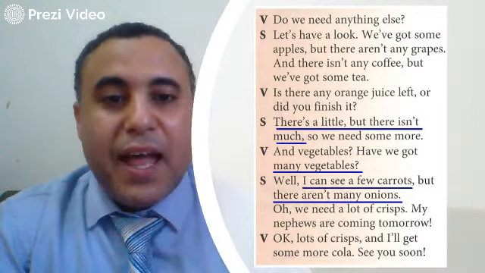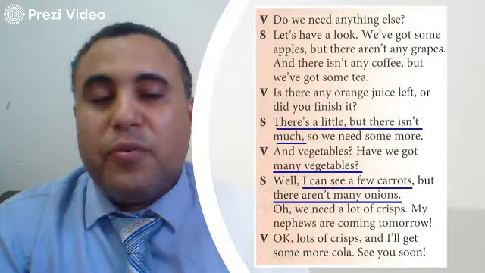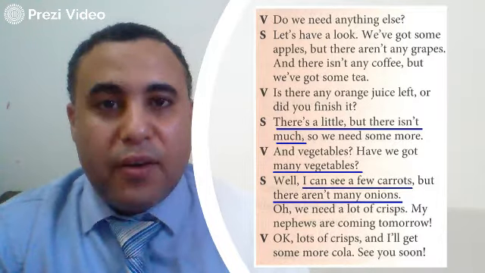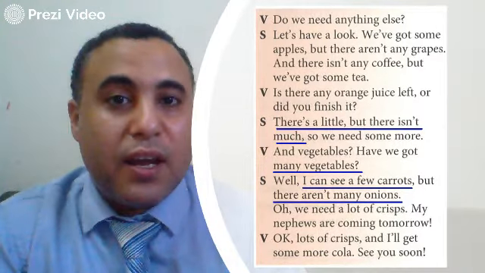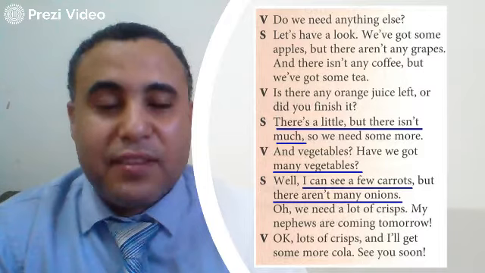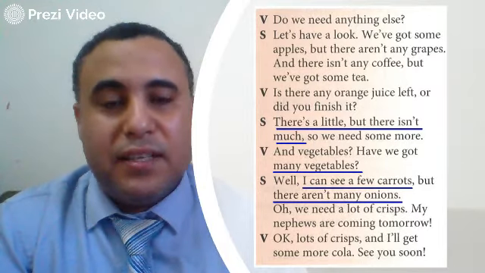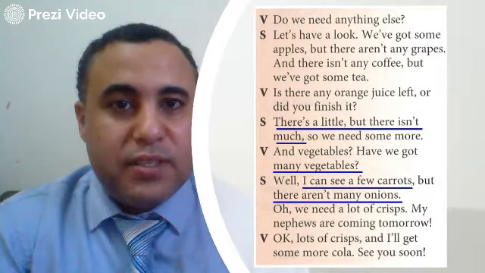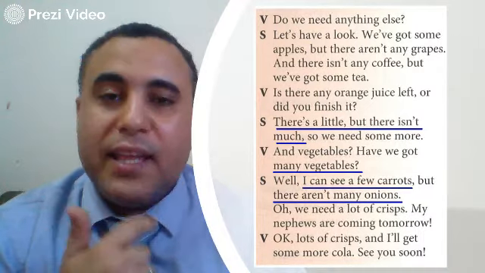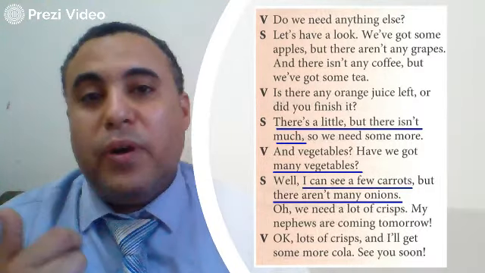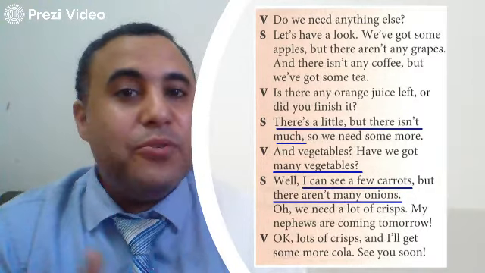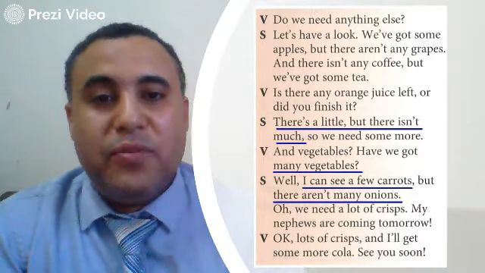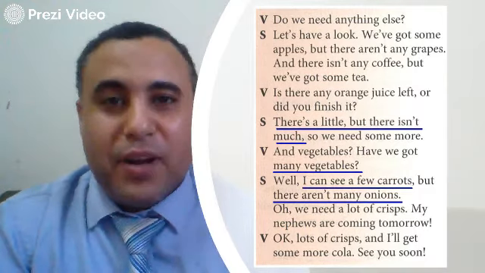Sam said, a little orange juice. There isn't much orange juice. But he said, I can see a few carrots. But there aren't many onions. With orange juice, he used a little and much. But with onions and carrots, he used many and a few. Many and a few. Yes, that's true.